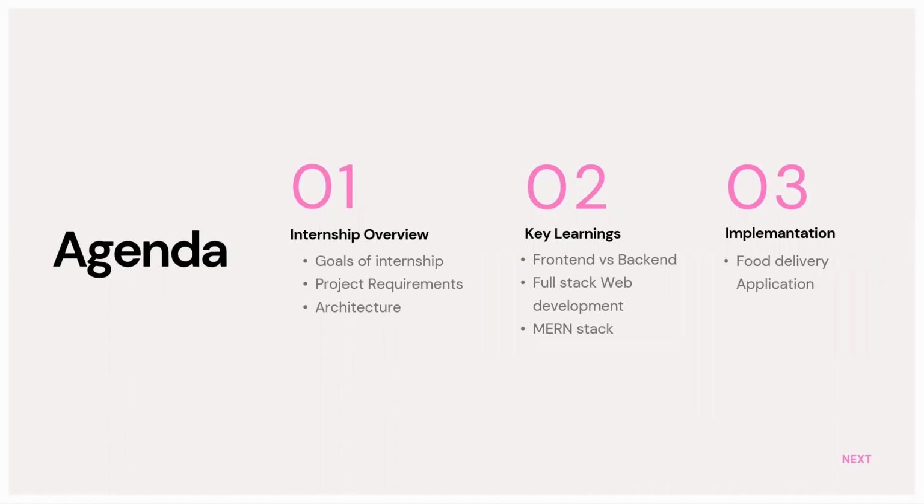Let us look into the agenda of our presentation. We segregated our presentation into three parts. First, we will look into the internship overview, goal of the internship, the project requirements, and the architecture of the internship. Followed by that are key learnings during this internship, which include front end versus back end. We also see full stack web development, and finally MERN Stack. And lastly, the implementation of our project, which is a food delivery application.